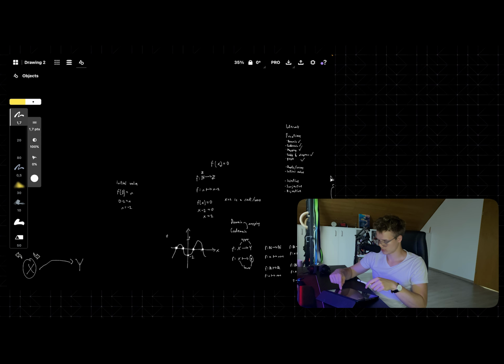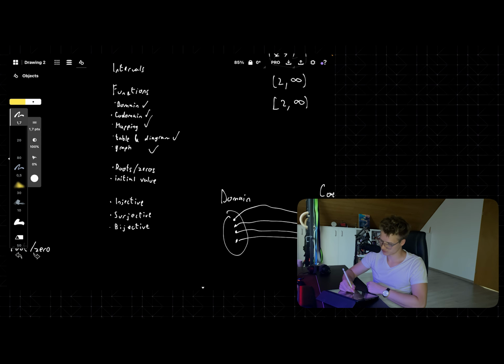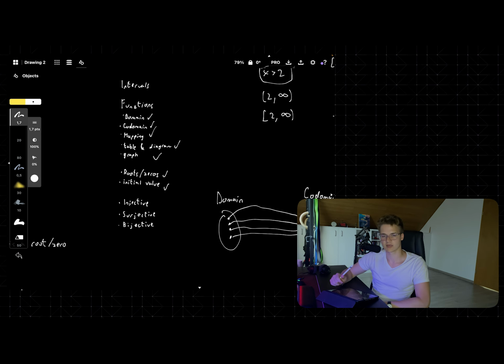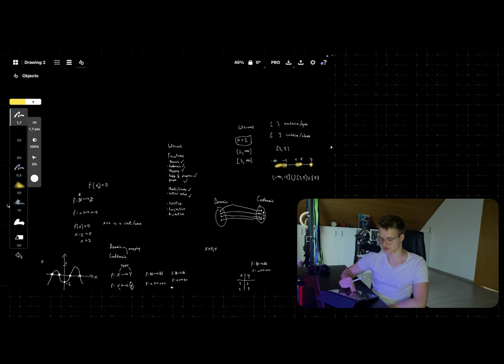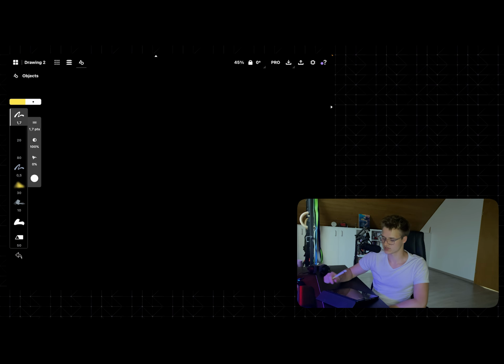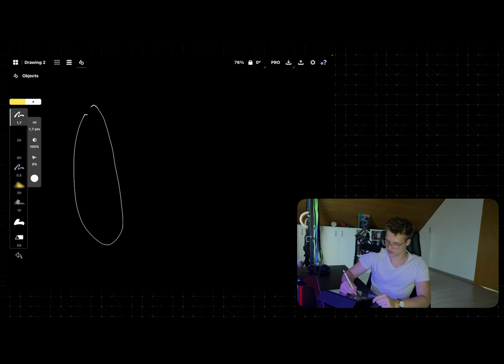Lastly, we have to talk about some properties that functions can have, or types of functions. So we have injective, surjective, and bijective functions. So these are the three categories. What does it mean? Well, injective basically means that the function won't match two different elements to the same element. What I mean by this is, imagine that you have a function with domain 1, 2, 3, and you have the codomain here. So let's say 4, 5, 6.